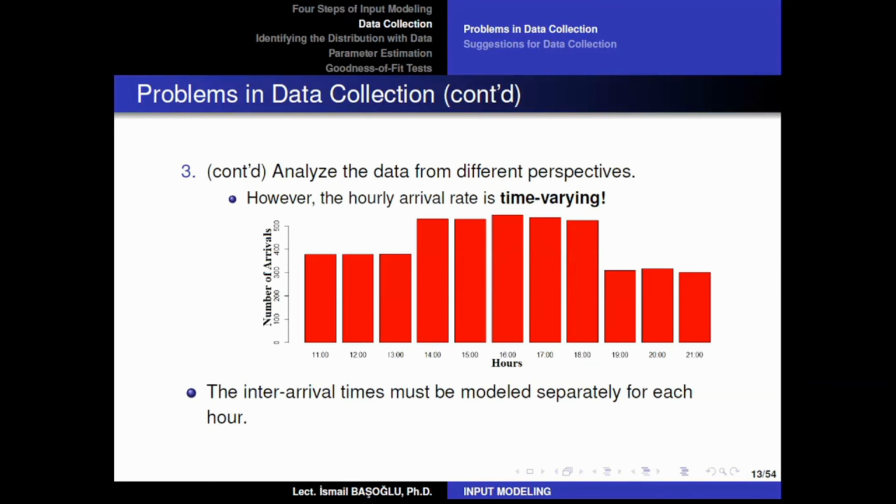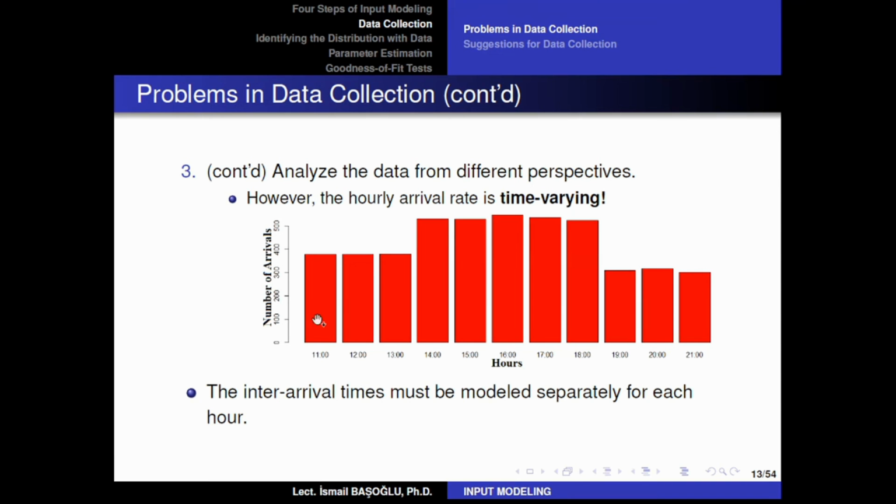However, if you look at the data from this perspective, if you, for example, count the number of arrivals between 11 a.m. and 12 p.m., 12 p.m. and 1 p.m., 1 p.m. and 2 p.m., 2 p.m. and 3 p.m., you will see that the arrival rate doesn't seem to be constant throughout the day.